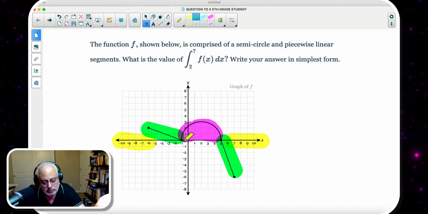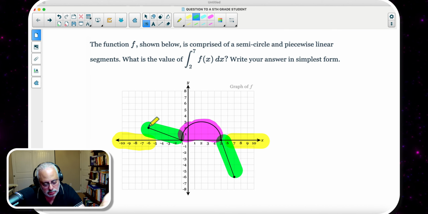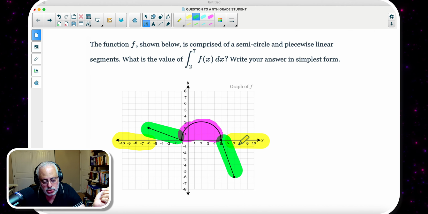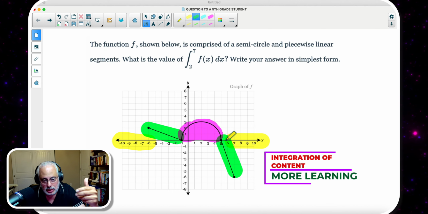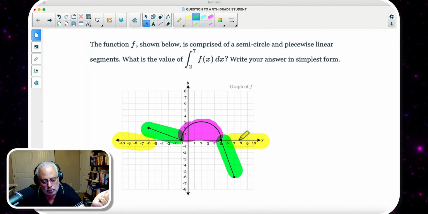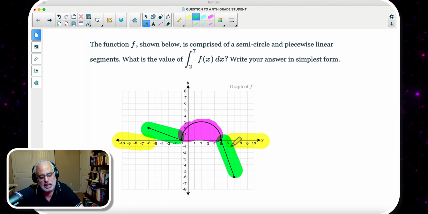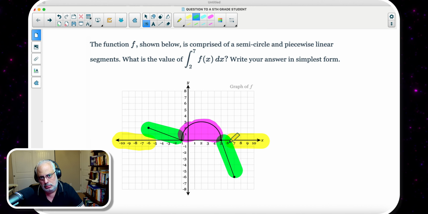Okay, very easy. Our fifth grader is able to count the units of the base 1, 2, 3, 4, 5. The height 2, so it's 5 times 2 divided by 2. Our fifth grader was able to create here another triangle below the x-axis and count the units of the base 1 and 2 and the units of the height 1, 2, 3, 4, 5, 6, multiplied, divided by 2. Our fifth grader was able to calculate all the 3 areas of this nice picture and the x-axis.